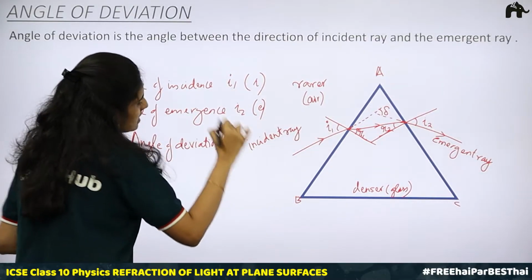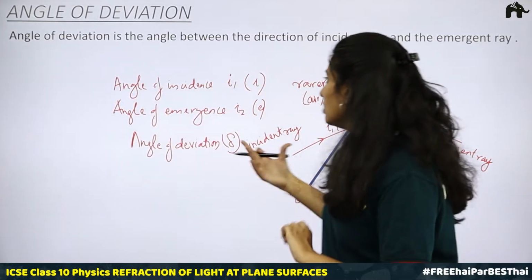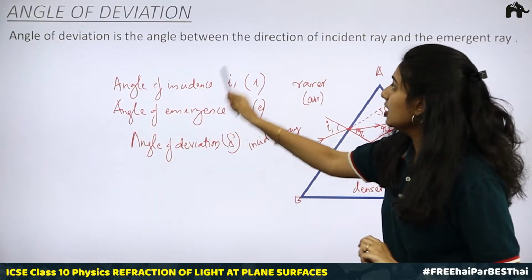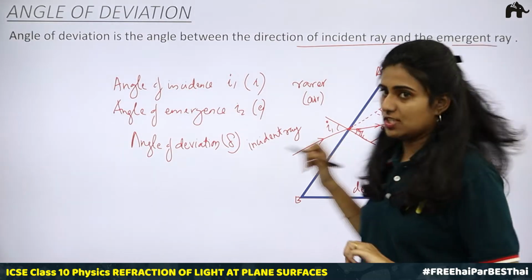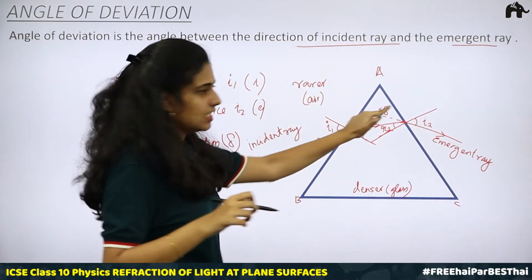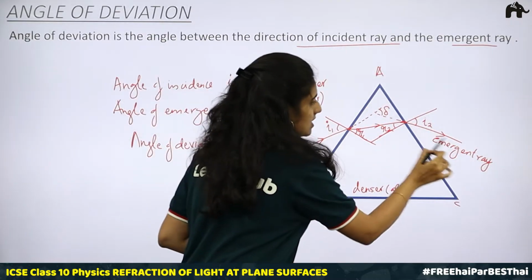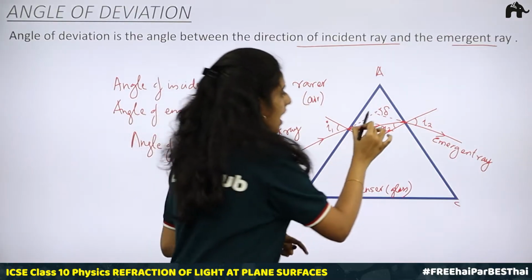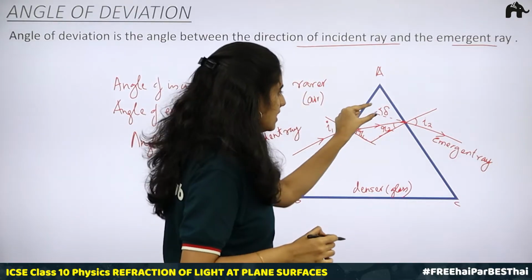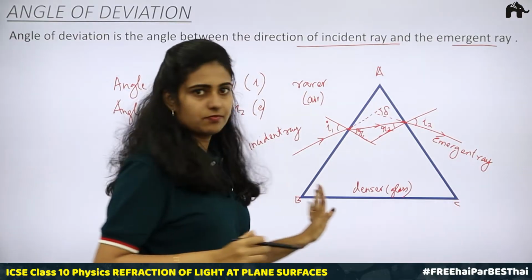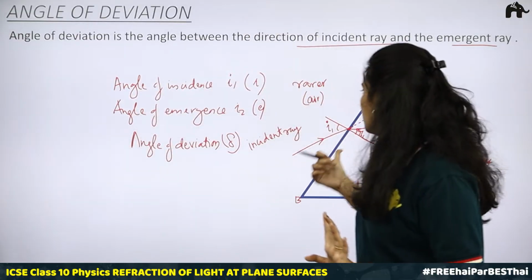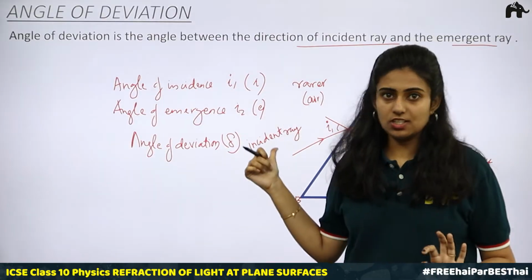Now the angle of deviation is represented as delta. What is the angle of deviation? Angle of deviation is the angle between the direction of the incident ray and the emergent ray. This is the actual direction of the incident ray. Here we have extended the emergent ray. At one point they will be meeting and an angle is made between them. This is your angle of deviation. Clear? Okay, you know how to find the angle of deviation now.